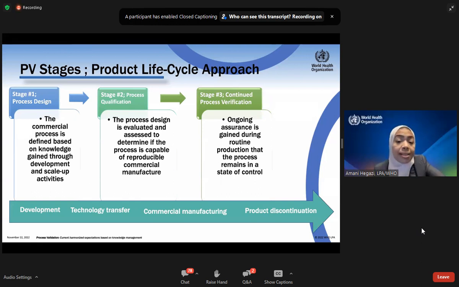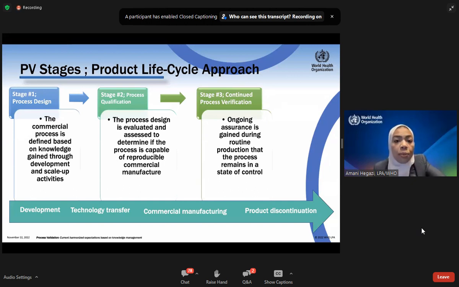And the goal of this stage is to evaluate, assess, confirm, and demonstrate that the process is capable of reproducible commercial manufacture. So here we are building the assurance and ensuring the process capability. In this stage, we have very comprehensive sampling and testing and data accumulation, which increases the knowledge that can be used further in stage 3, continued process verification, which is the ongoing assurance during routine production that the process remains in a state of control.